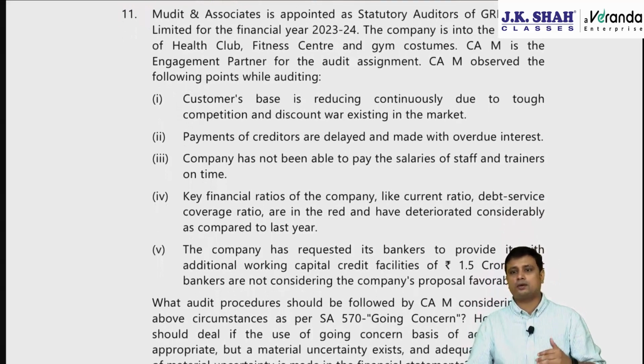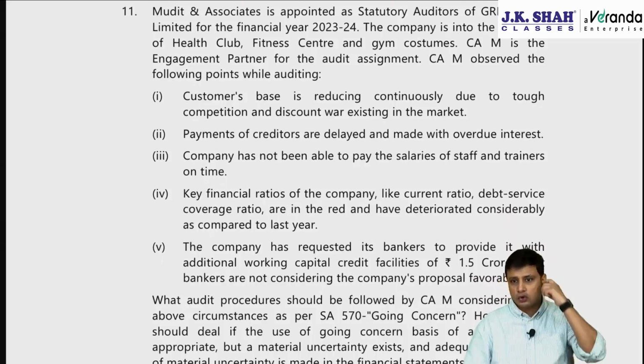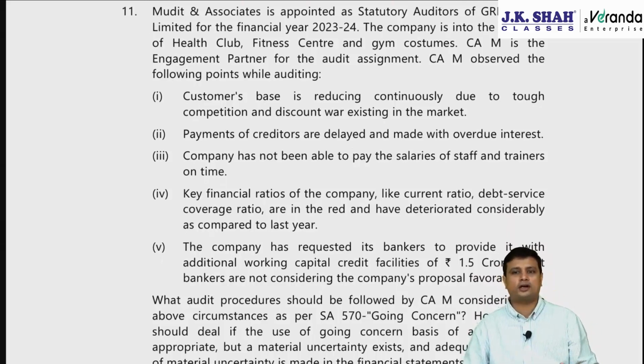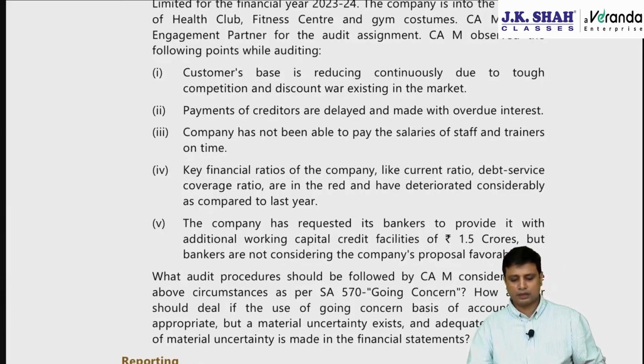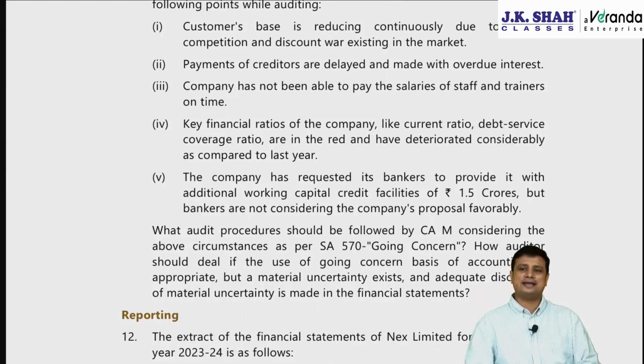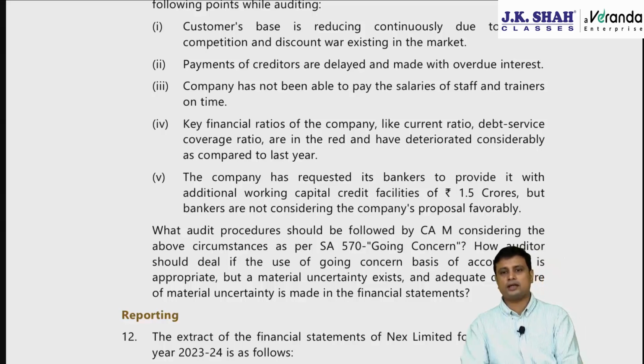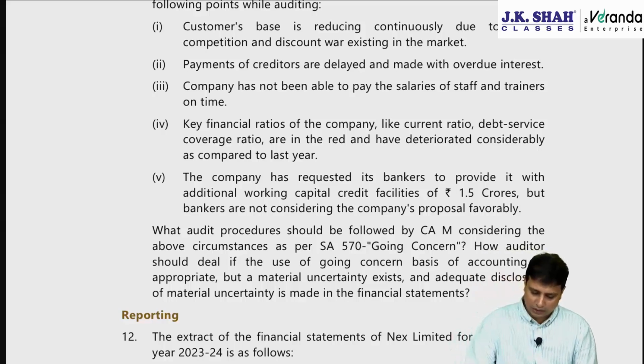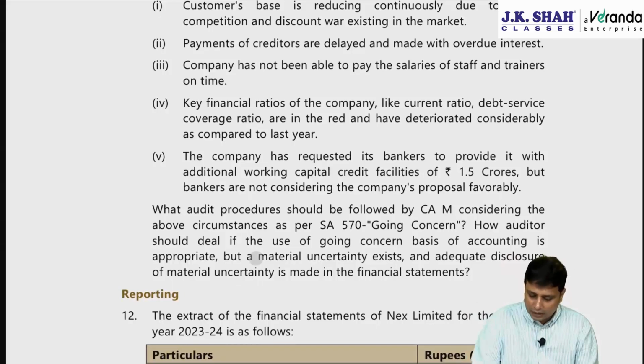Key financial ratios of the company like current ratio and debt service ratio are in red and have deteriorated considerably as compared to the past year. The company has requested its banker to provide additional working capital of 1.5 crores, but the bankers are not considering the company's proposal favorably. What procedures should be followed by CAM considering the above circumstances as per going concern? How should the auditor deal if the going concern basis of accounting is appropriate but material uncertainty exists and disclosure of the material uncertainty is made in the financial statements?